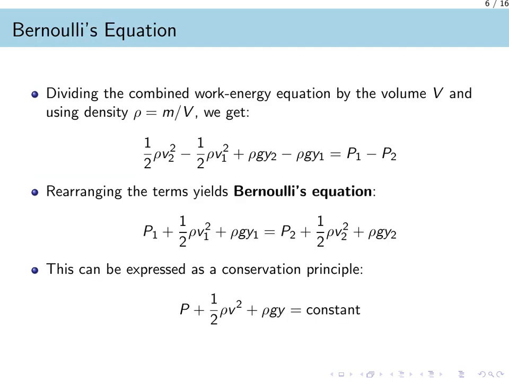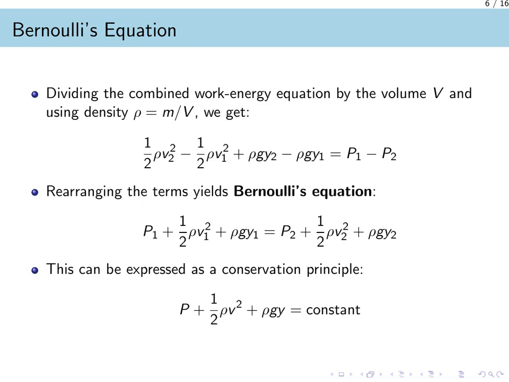We will now perform a final rearrangement of our work-energy result to arrive at one of the most important equations in fluid dynamics. This process involves shifting our focus from the total energy of a fluid mass to the energy per unit volume. First, we take the entire work-energy equation and divide each term by the volume, V. Then, we substitute the fluid's density, ρ, for the ratio of mass to volume, m over V. This gives us an expression relating pressure, speed, and height in terms of density instead of mass.